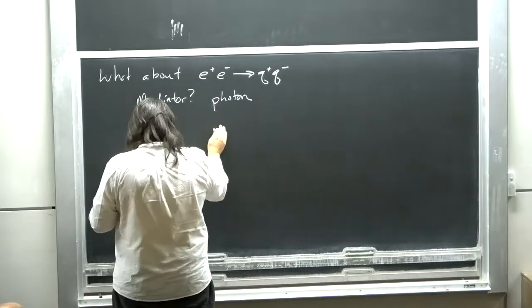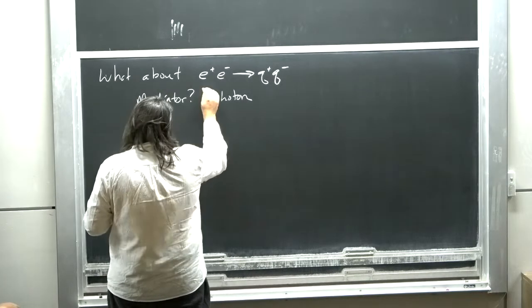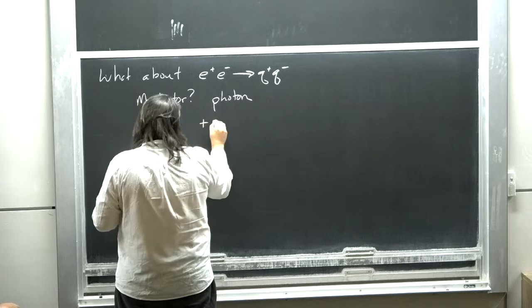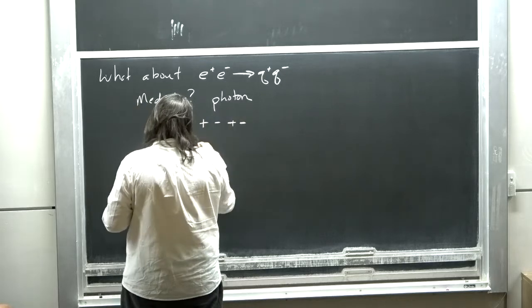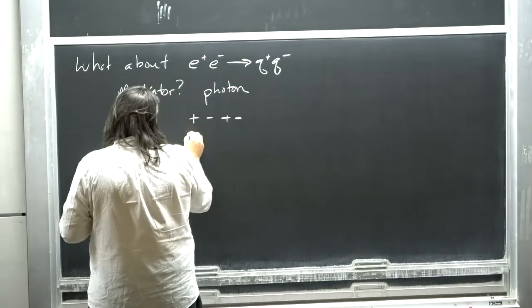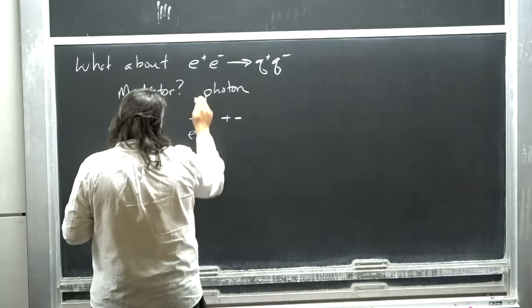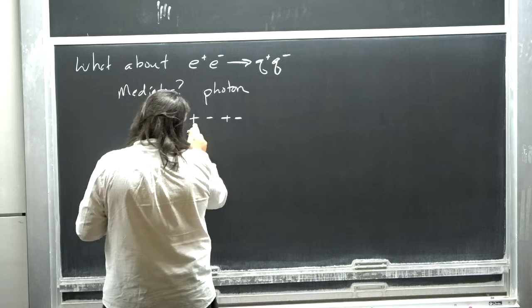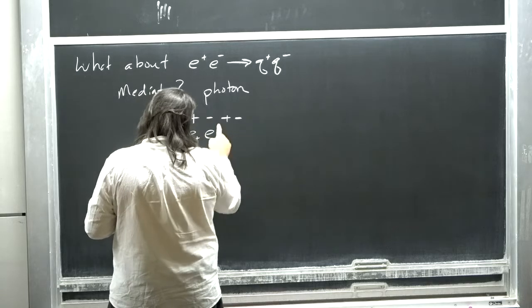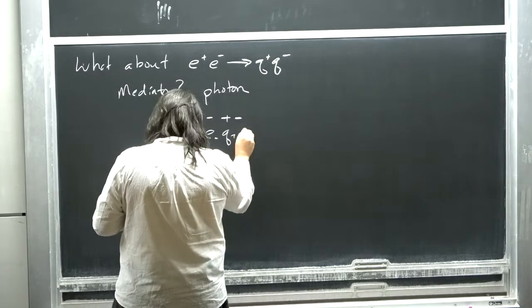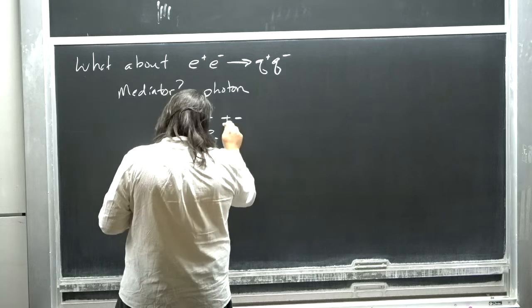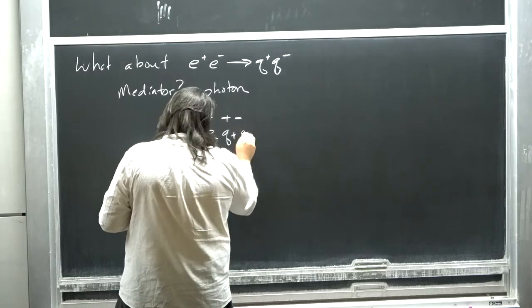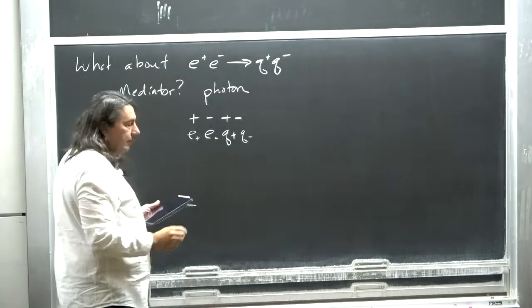Let's consider a fixed helicity: plus, minus, plus, minus. In the all-outgoing convention, the e plus coming in will have plus helicity, the e minus will have negative helicity, the quark plus will have plus helicity, and the quark minus will have negative helicity.